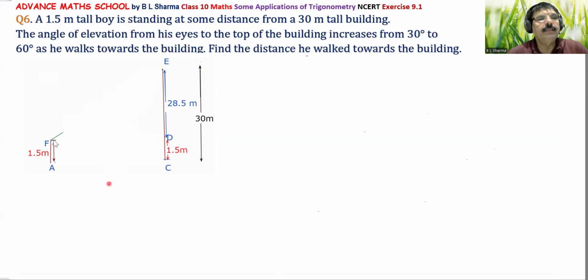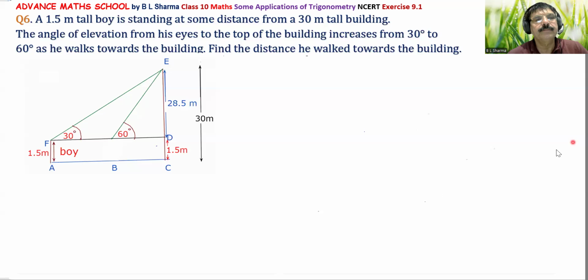The angle of elevation of the top of the building from the boy's eyes at F is 30 degree. So this is 30 degree. After walking some distance, the angle of elevation becomes 60 degree. The distance the boy walked toward the building is FG. We have to calculate FG here.